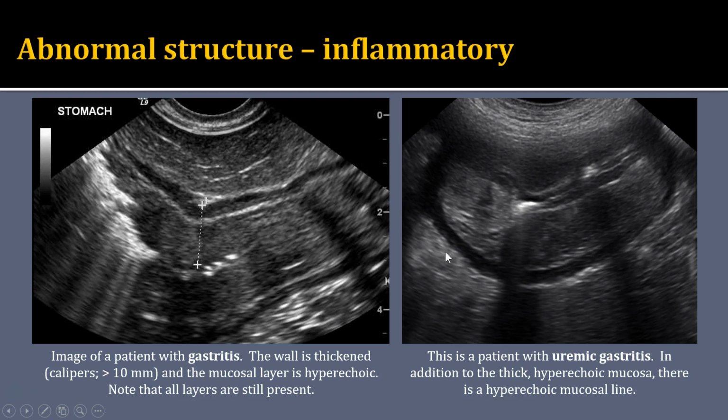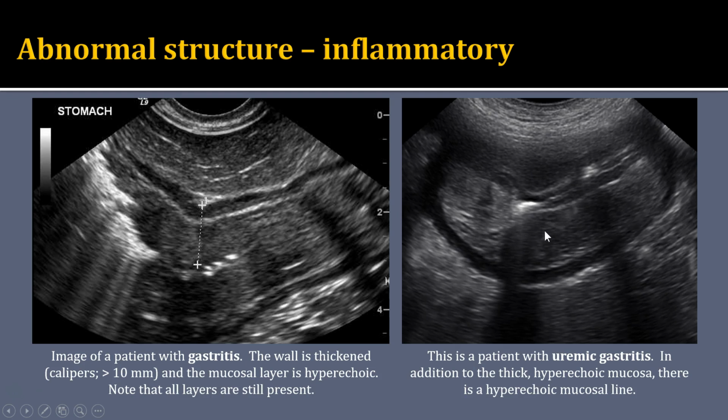Here's another patient, a transverse image of the stomach, and this is a patient that has uremic gastritis, so in uremia and secondary gastritis. Again, this patient has wall layering, especially we can see the deeper wall better. We have some superficial near reverberation up here. And when we look at this wall, the mucosa is quite thick. There is also this hyperechoic mucosal line, which can be seen in uremic gastritis.